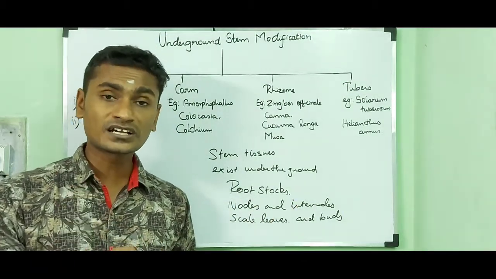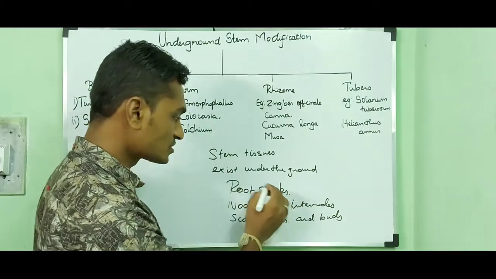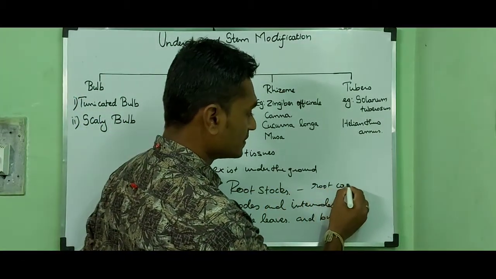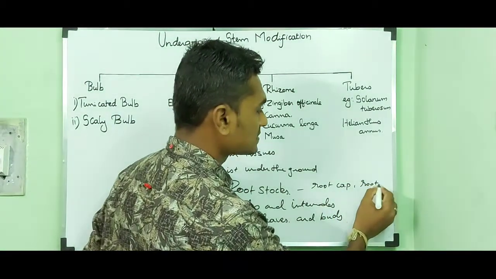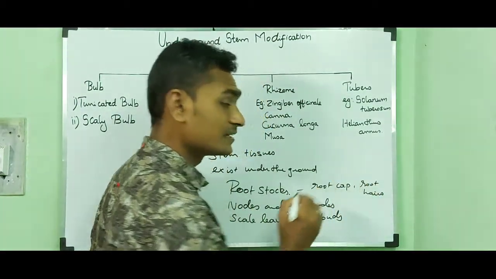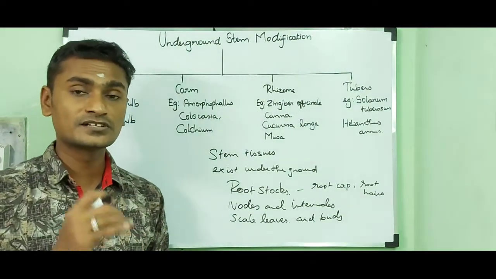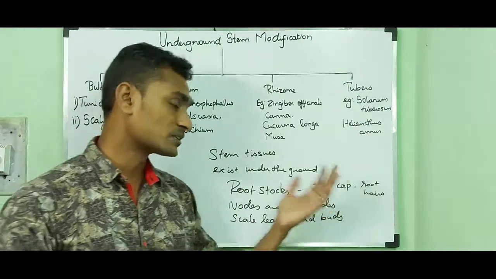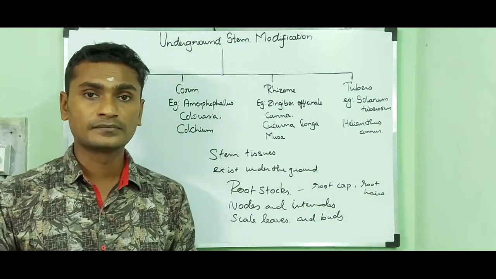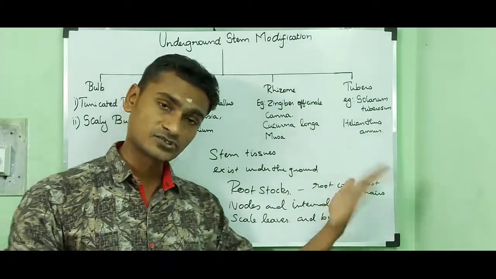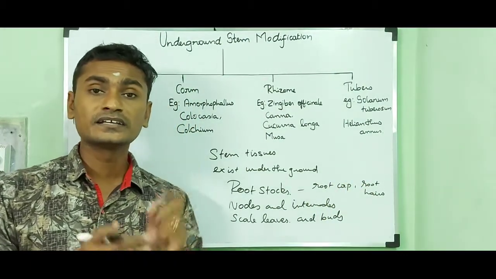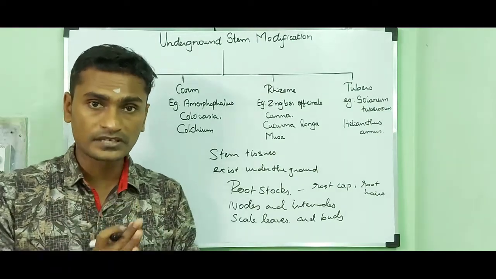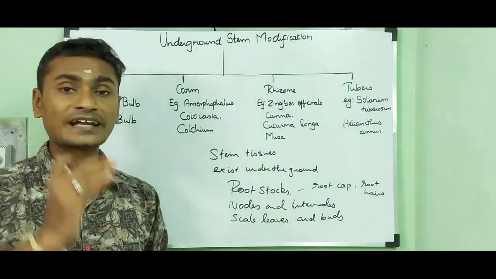Then rootstock also lacks root cap and root hairs, but it possesses terminal bud. It is also the characteristic feature of stem. The rootstock has no root cap, so we cannot call it a root. There are no root hairs either. But it has a terminal bud, which is a characteristic feature of stem. That is why we call it as underground stem.